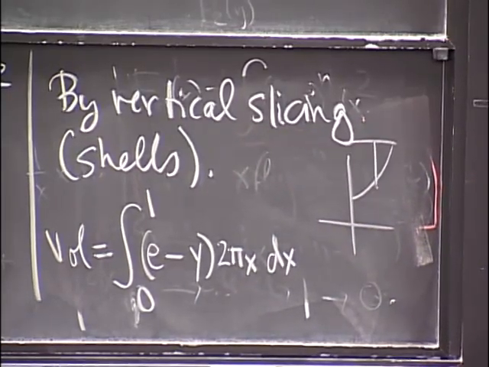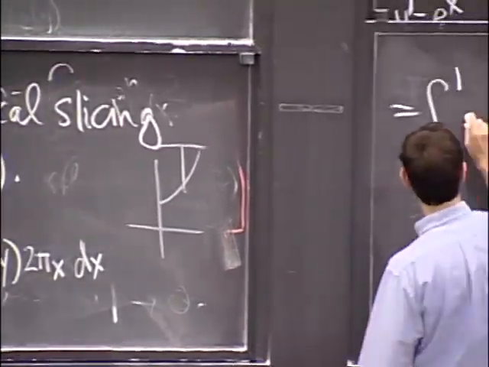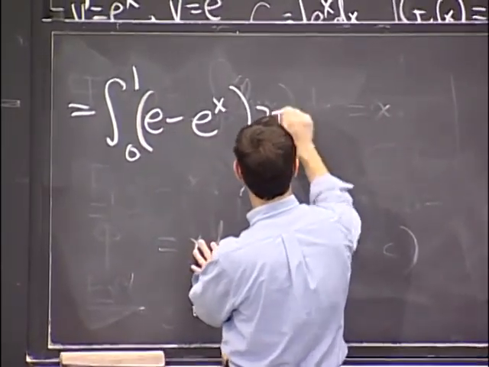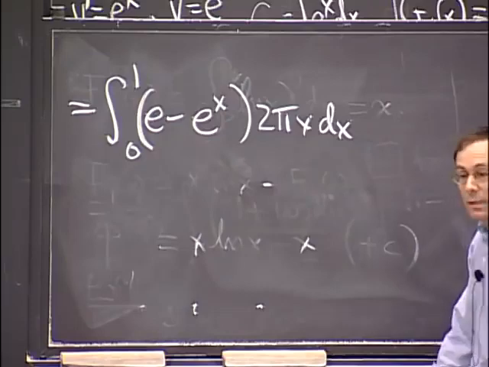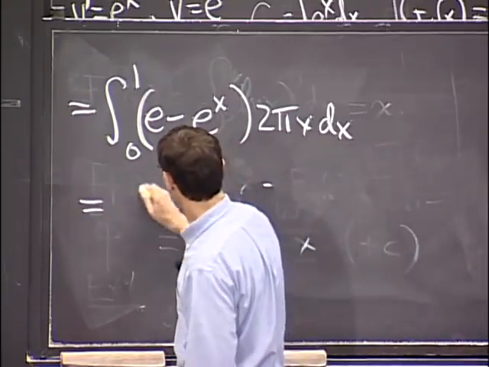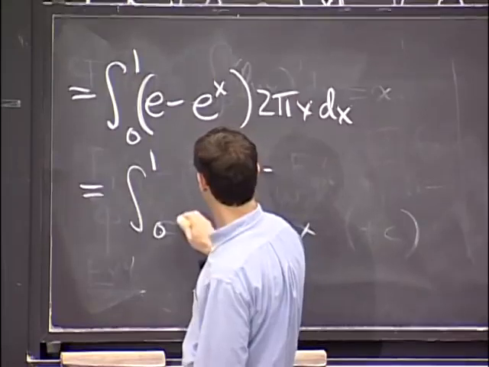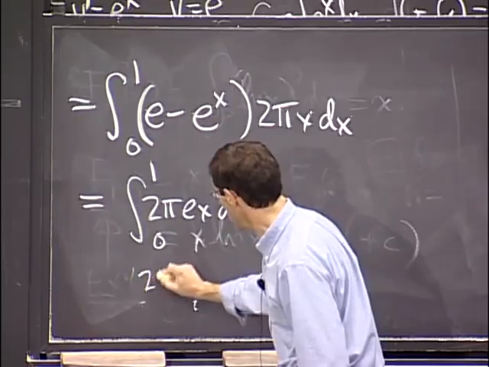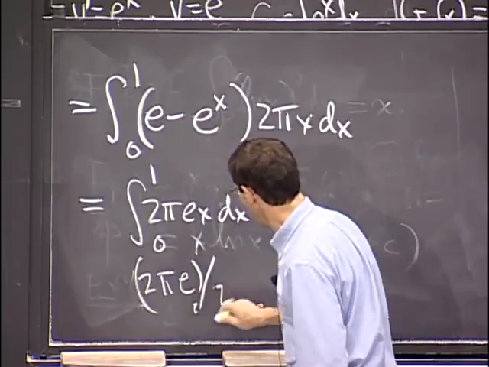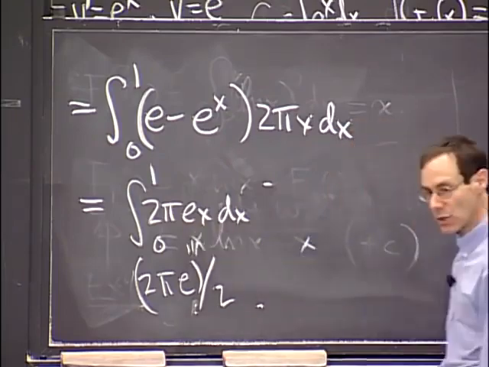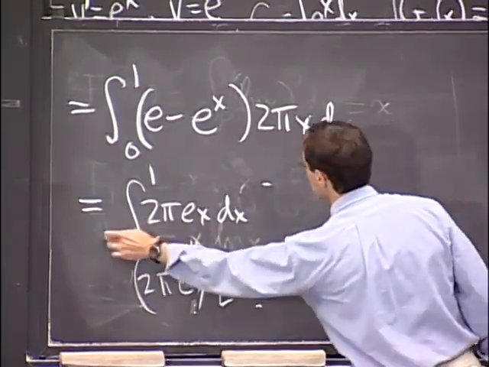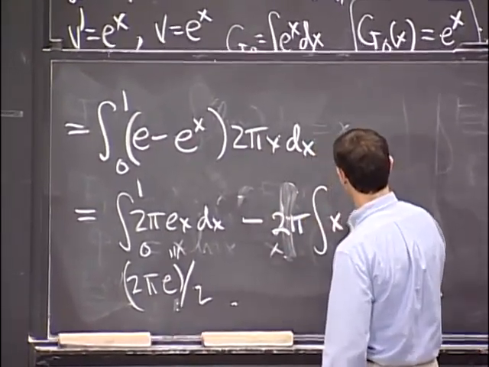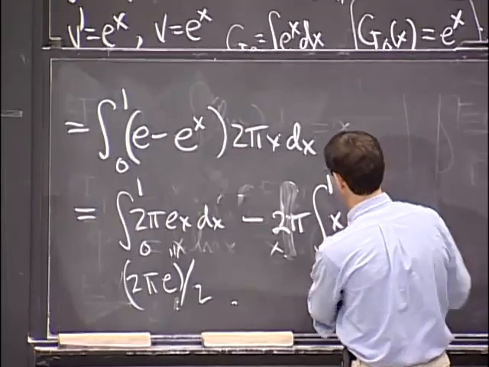So now I'm going to plug in what this is. It's the integral from 0 to 1 of e minus e to the x, that's the formula for y, 2 pi x dx. And what you see is that you get the integral from 0 to 1 of 2 pi ex dx. That's easy, right? That's just 2 pi e times a half. This one is just the area of a triangle if I factor out the 2 pi e. And then the other piece is the integral of 2 pi x e to the x dx from 0 to 1.